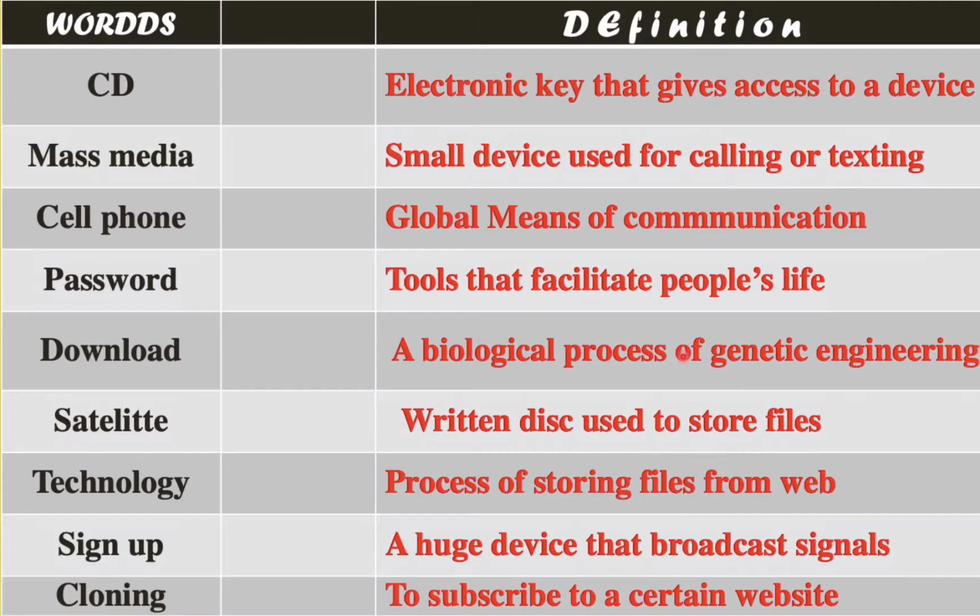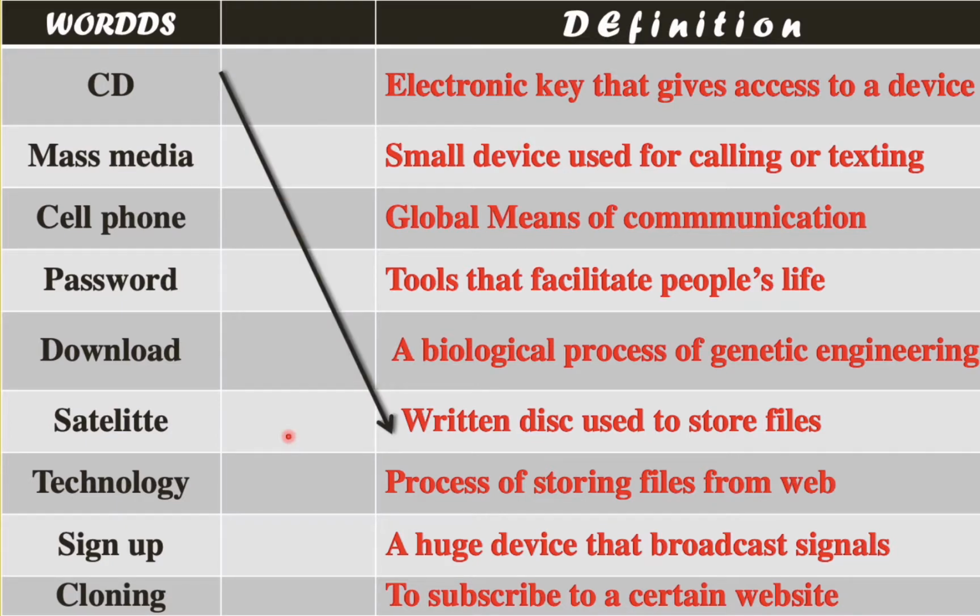Okay. Another exercise. Here is another activity. We have some words, and we try to give definitions. So we have CD, mass media, cell phone, password, download, satellite, technology, sign up, cloning. So CD. Is it 1, 2, 3, 4, 5, 6, 7, 8, 9? So CD it is.